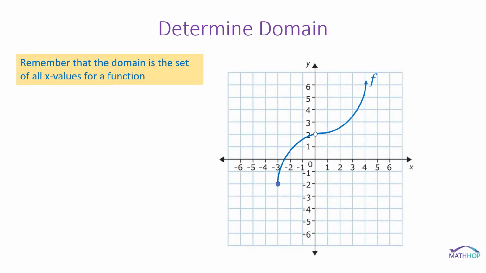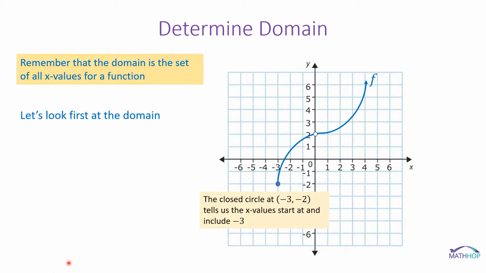And looking at this graph of this function f, let's start with the closed circle, the point -3, -2 when we look at the domain. So the closed circle at -3, -2 tells us that the x values start at and include -3. Notice the graph does not exist to the left of -3. That tells us the lowest point in our domain is -3.